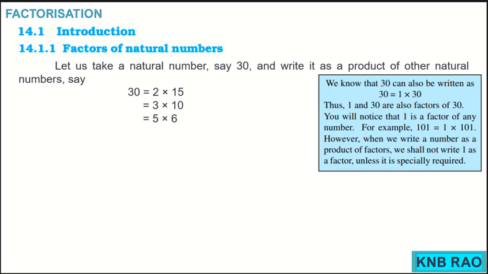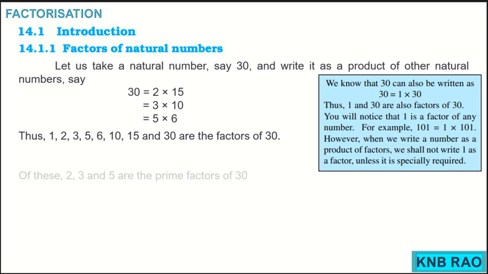Apart from that, we now have the factors of 30 being 1, 2, 3, 5, 6, 10 and 15 as well as 30. So these are the factors of 30. You have learnt in your previous classes, that is class 6th and 7th, the way of finding factors for the given natural numbers.